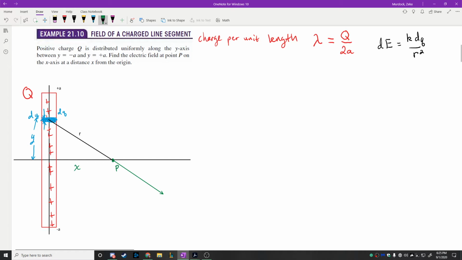And we're going to use the symbol E for that, since it is an electric field. But it's an infinitesimal piece of the electric field. It's only one part of the electric field of the entire rod. So we draw a vector like that.